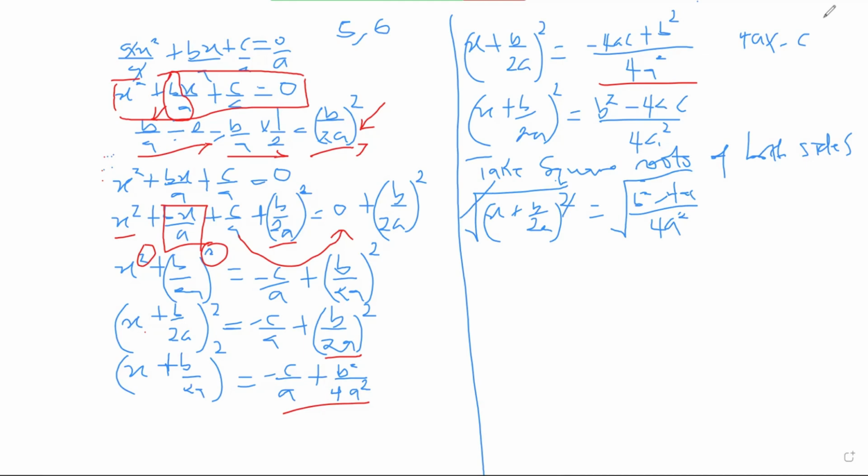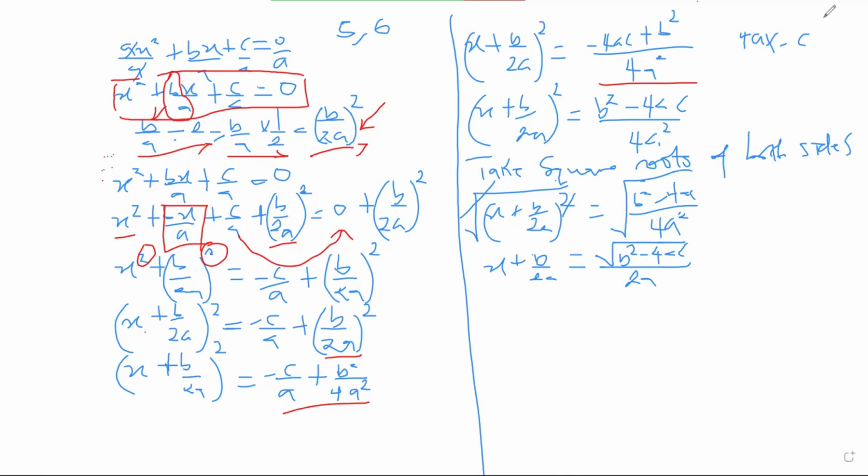And then we're going to have what left? x plus b over 2a equals the square root of b squared minus 4ac, which isn't possible to simplify further. You're going to just have the square root of b squared minus 4ac. So your numerator remains the same over the square root of 4 is 2, and the square root of a squared is a. So we've been able to simplify our right hand side.